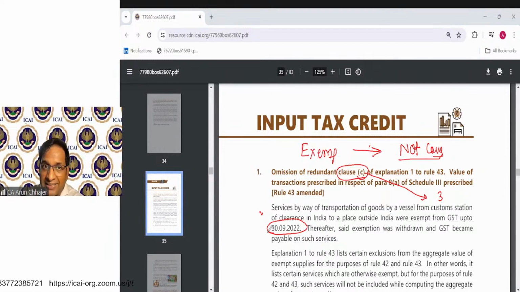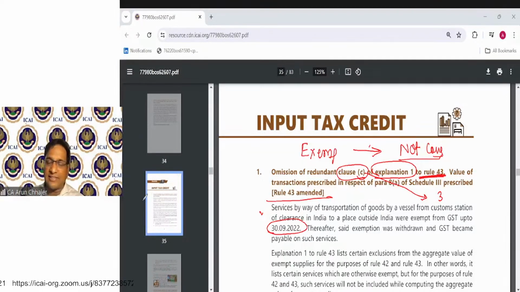So if the transaction is not taxable at all, then what is the use of it being given in the explanation 1 to rule 43? So that was not relevant. Actually, it is not an exempt supply. No question of reversal of ITC will come. Therefore, they have omitted the clause C.